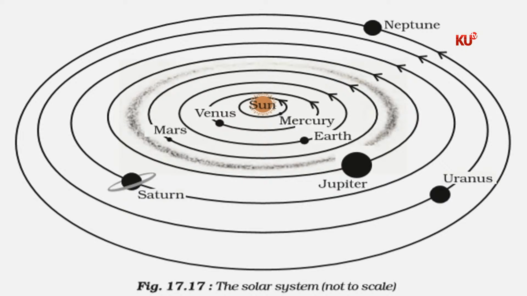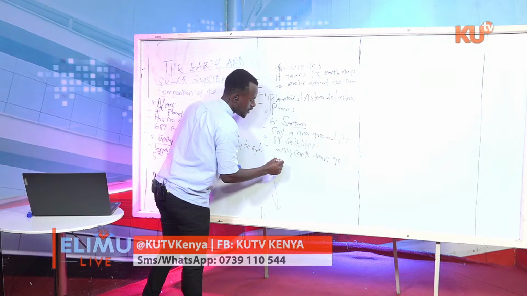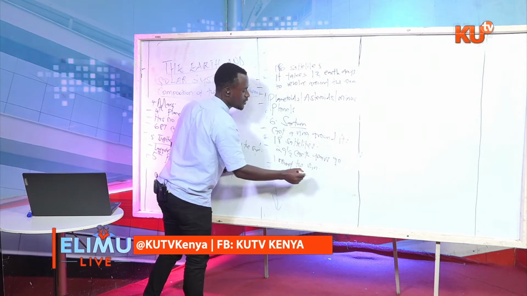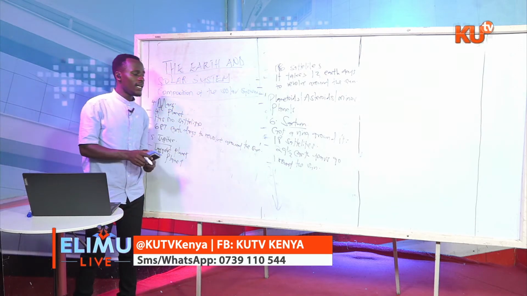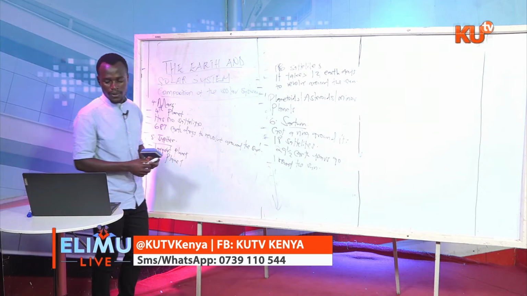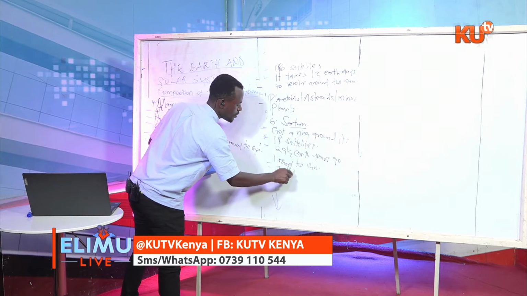It also takes 29 and a half Earth years, not days, Earth years, to go round the sun. It takes a lot of time to go around the sun. It is 29 and a half Earth years. Let's go to the next one, which is number 7, which is Neptune.